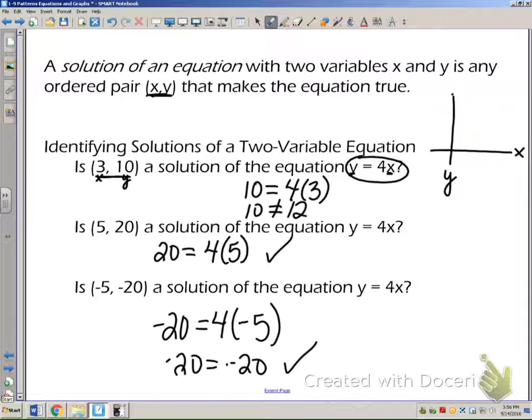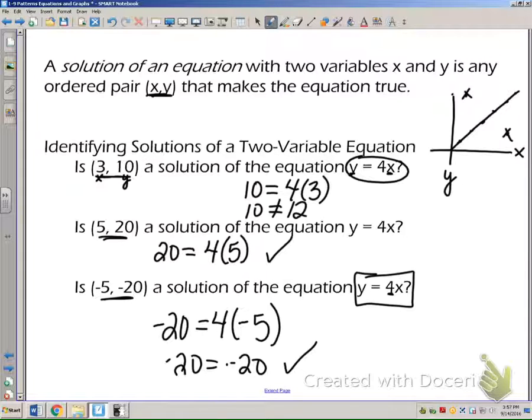You might be thinking, well, I thought this was a solution, so why is this a solution? If you think about it, this is a linear equation. I've got a slope of 4, so it's going to look something like this. So of course, there's going to be lots of ordered pairs that are solutions. Any ordered pair that falls on this line is a solution of the equation. If it's off of this line somewhere, then it's not a solution to the equation.